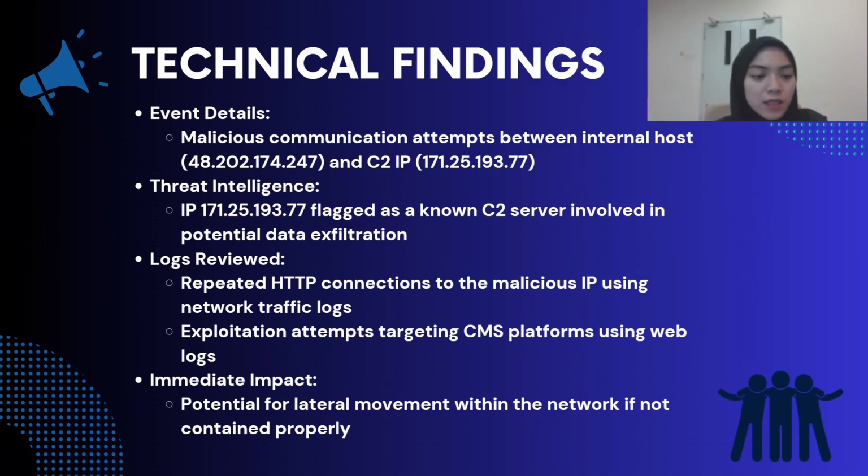For technical findings, the event details show malicious communication attempts between the internal host, the malicious IP address, and the C2 IP. For threat intelligence, IP 171.25.193.77 is flagged as a known C2 server involved in potential data exfiltration. Technical analysis revealed repeated HTTP connections to the malicious IP using network traffic logs, and exploitation attempts targeting CMS platforms using web logs. And for immediate impact, there is potential for lateral movement within the network if not contained properly.